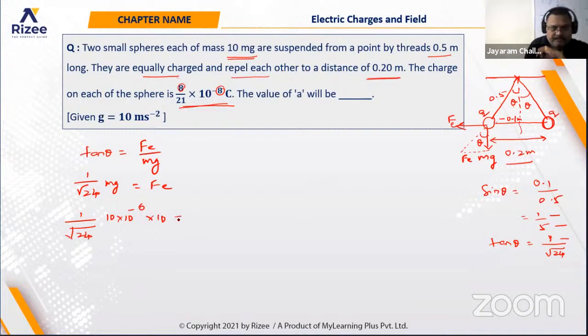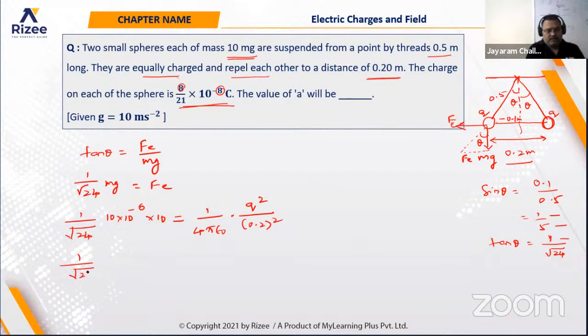The g value is 10. This is equal to 1 by 4 pi epsilon naught. Since both of them are the same like charges, it will be q square by the distance of separation between both the charges, 0.2, whole square. Now on solving this, 1 by root 24 into 10 to the power of minus 4 is equal to 9 into 10 to the power of 9 into charge q square by, I can write it as, 4 into 10 to the power of minus 2.